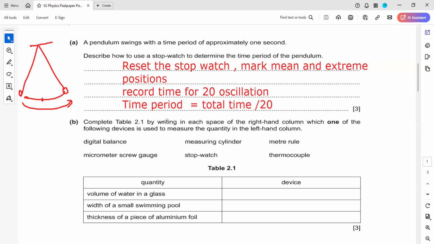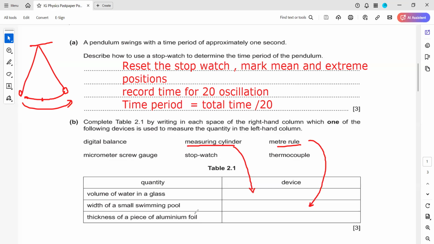Complete table 2.1 by writing in each space of the right-hand column which one of the following devices is used to measure the quantity on the left. If you want to measure the volume of water, we need a measuring cylinder. Width of a small swimming pool: if you want to measure the width, a meter rule is suitable.